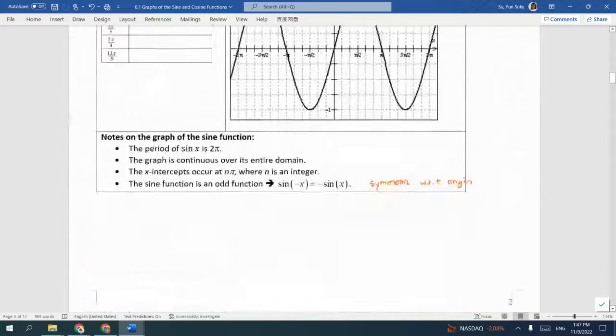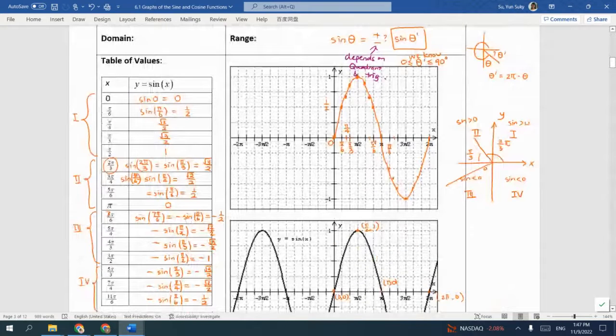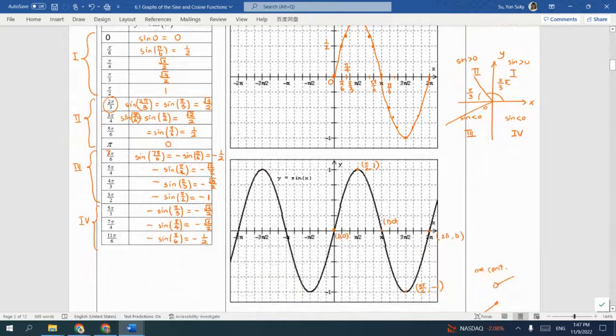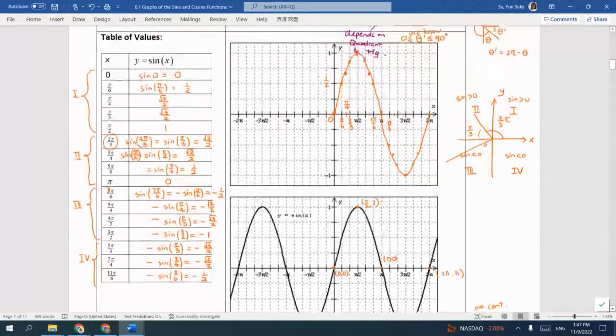Oh, by the way, I forgot to mention. Now look at the picture of sine. Your domain is -infinity to infinity.